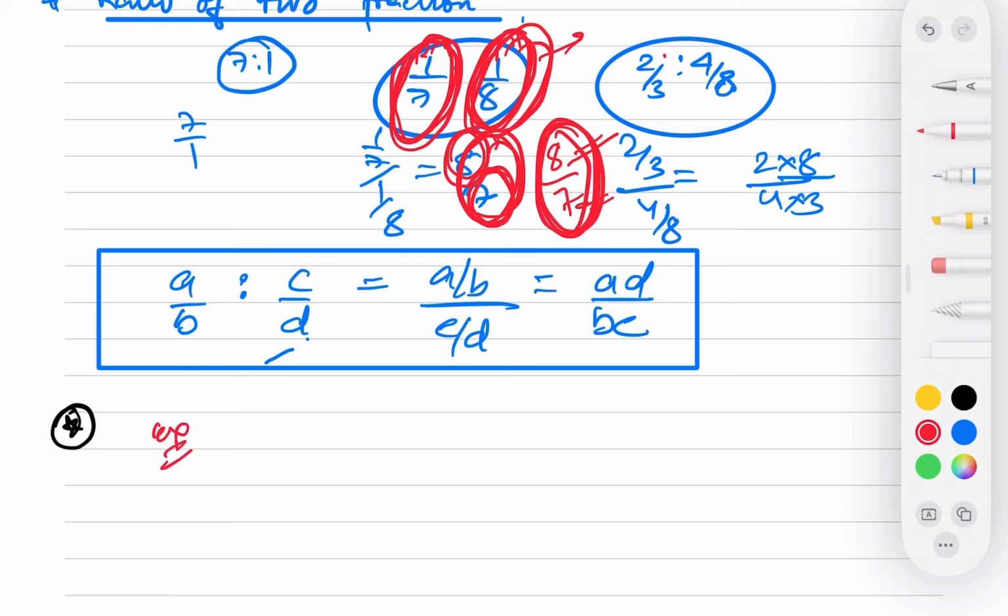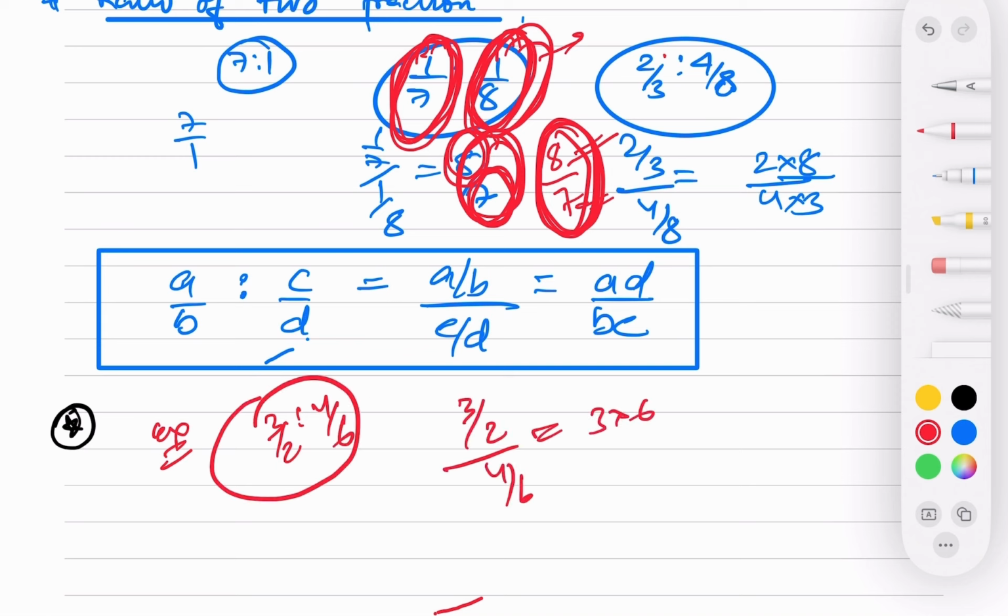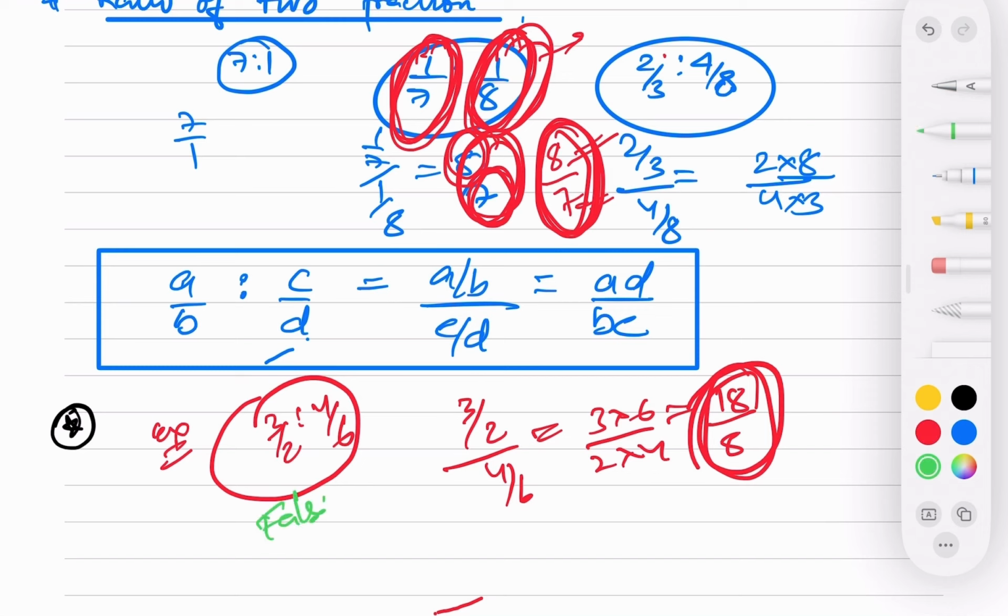So give me the values. Let's say 3 by 2, 4 by 6. If you do 3 by 2 divided by 4 by 6, how much is it? 3 into 6, 2 into 4, that is 18 by 8. It's an integral ratio. So is it always true? No. The statement is false.